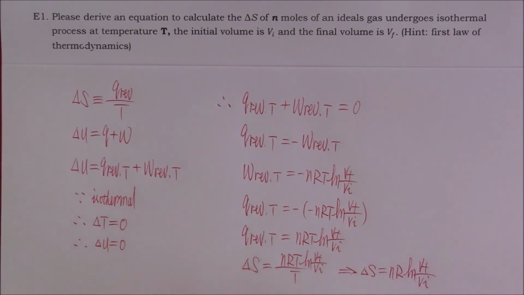As we can see here, in upper-level physical chemistry, we derive an equation. And in general chemistry, we use the conclusion from the equation we derived in upper-level physical chemistry. I hope you will understand the difference between general chemistry and upper-level physical chemistry.